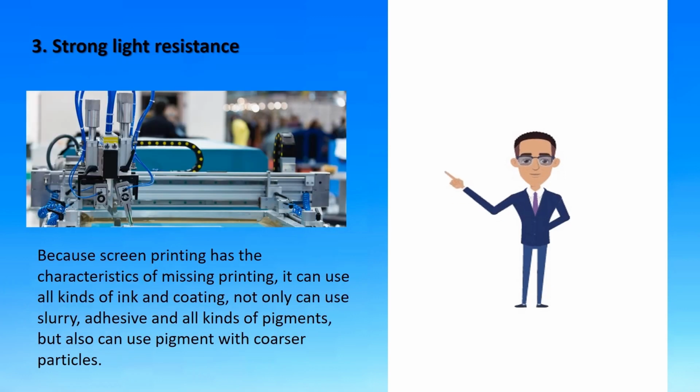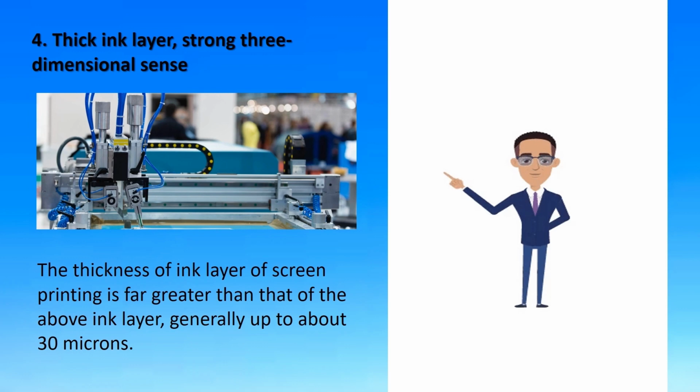And the third one is strong light resistance. Because screen printing has the characteristic of leakage printing, it can use all kinds of ink and coating. Not only can it use slurry, adhesive, and all kinds of pigments, but it can also use pigment with coarse particles. And fourth is a thick ink layer with a strong three-dimensional sense. The thickness of the ink layer of screen printing is far greater than that of other printing methods, generally up to about 30 microns.